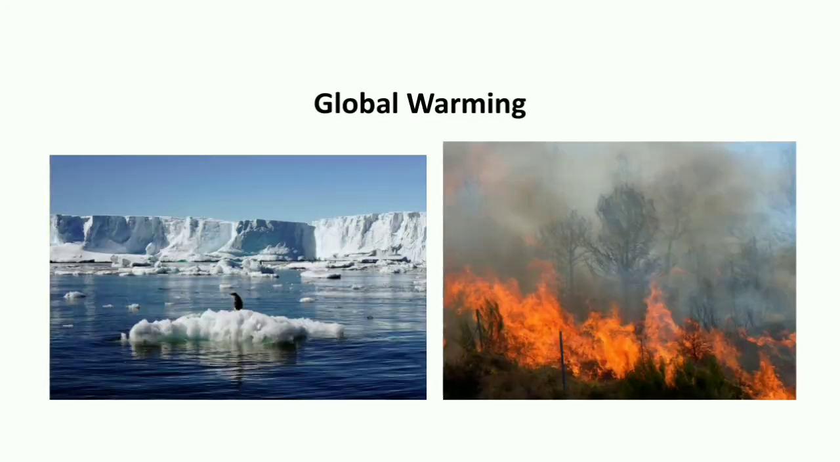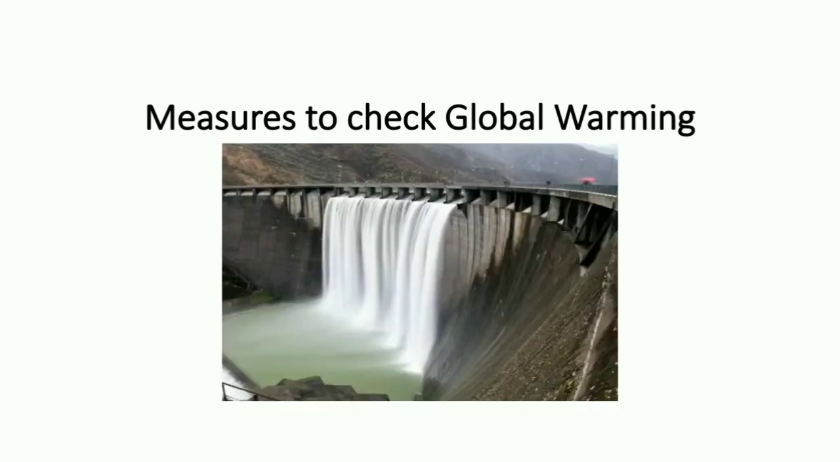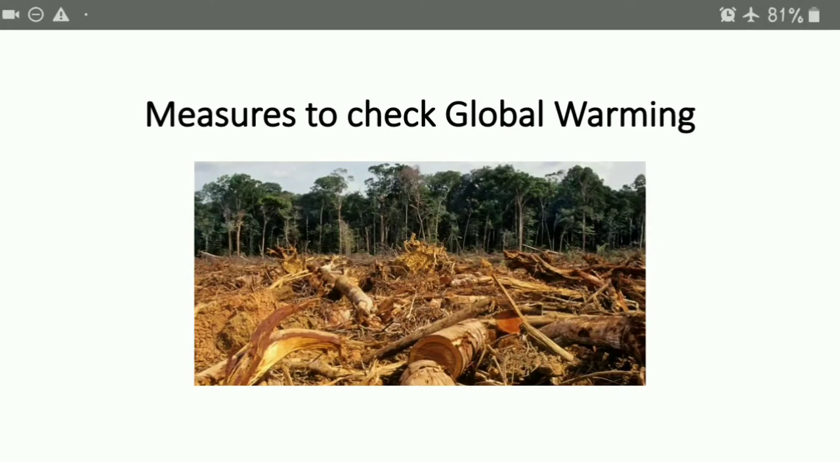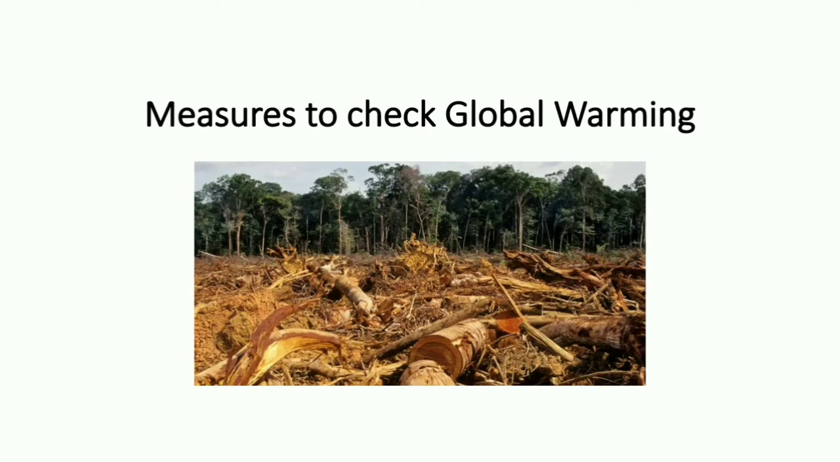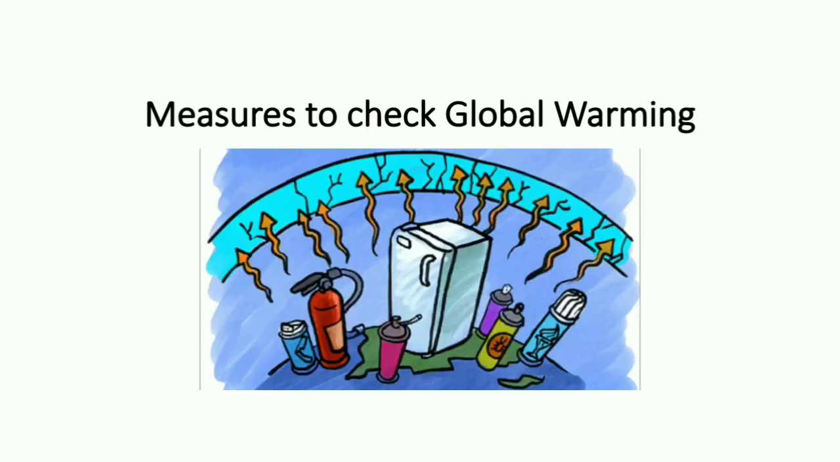A number of measures have been suggested to achieve this. First, the use of fossil fuels such as wood, coal, petroleum, etc. should be minimized. Second, electricity should be generated from hydroelectric power plants and nuclear reactors. Third, deforestation must be stopped and more trees should be planted, like we plant in Van Mahotsav. This can help in reducing the effect of global warming. And the use of chlorofluorocarbon must be reduced.